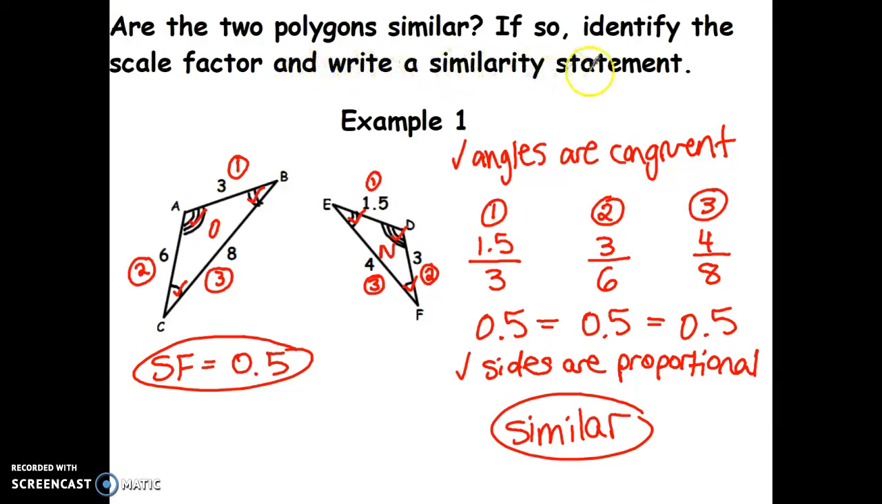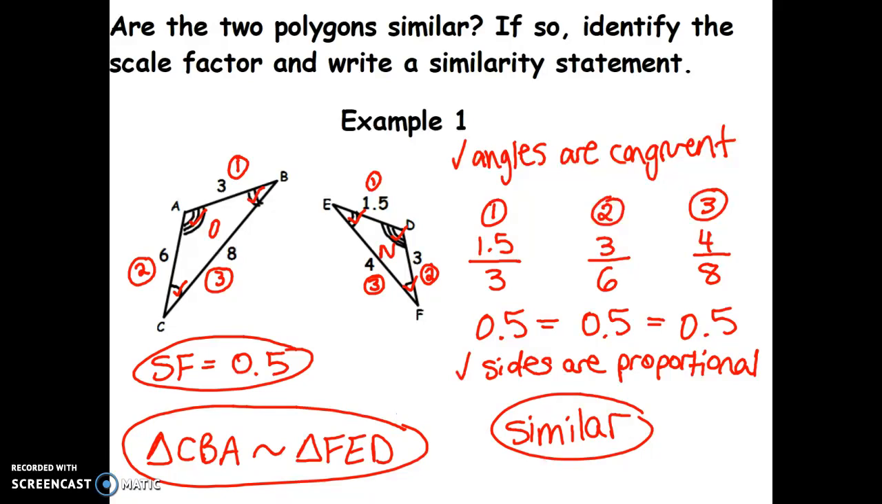And finally, we have to write a similarity statement. Writing similarity statements is the same as writing congruent statements, except instead of using the congruent symbol, you're going to use the similarity symbol. So let's go ahead and begin. So we see 1 arc, 2 arcs, 3 arcs. So that'll be CBA. So triangle CBA is similar to triangle FED.